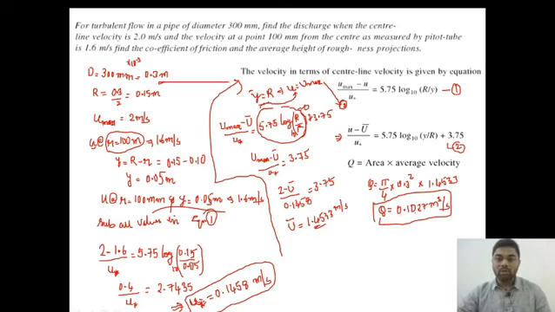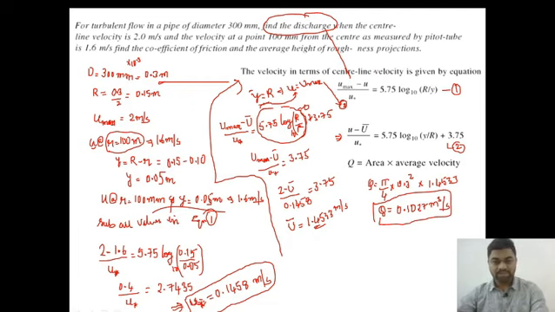Look at the problem. It has asked us to find the value of discharge. So the discharge is 0.1027 meter cube per second. And what else do we need to find out? We need to find the coefficient of friction and the average height of roughness.